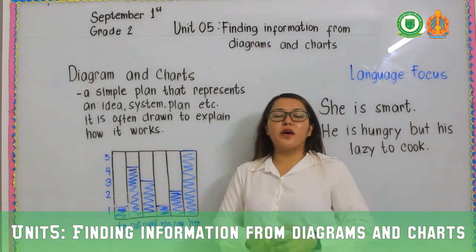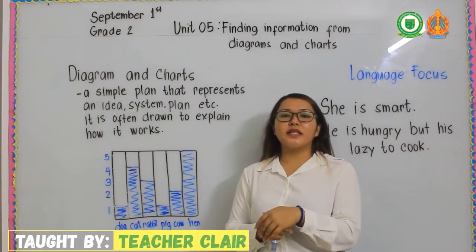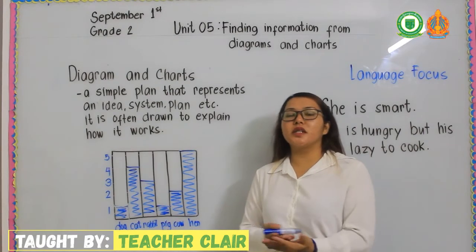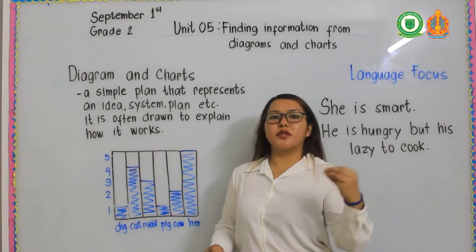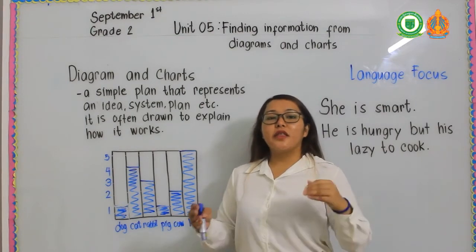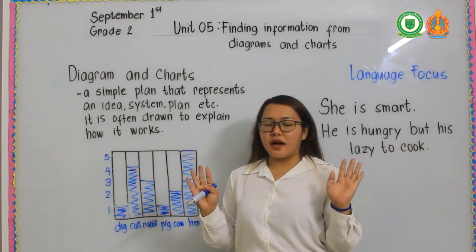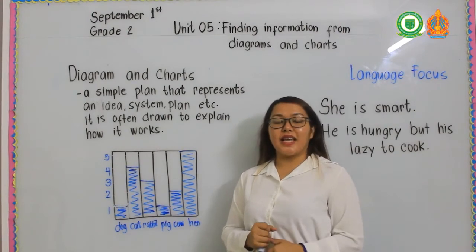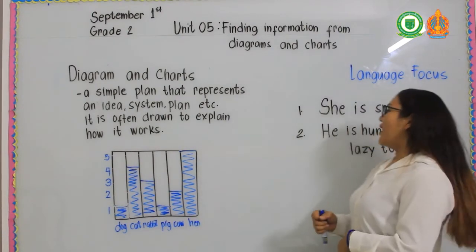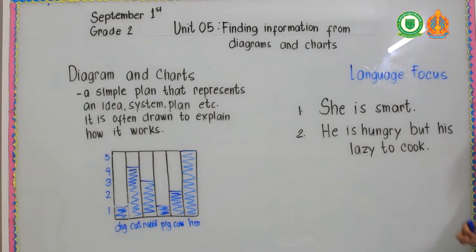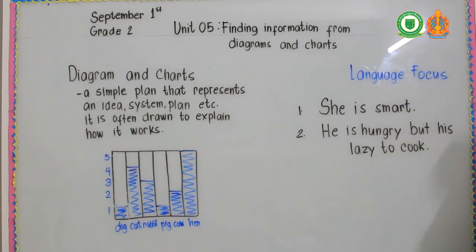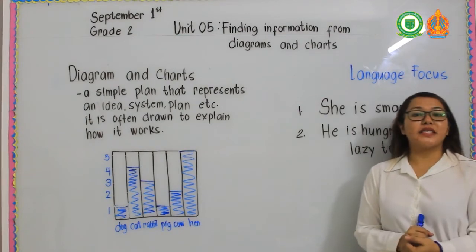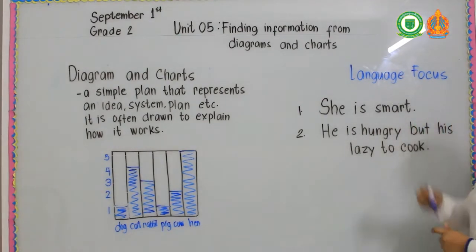Again, everyone, diagrams and charts can be made up of circles, rectangles, hearts, shapes, numbers, colors. There are different types of diagrams and charts. Alright, so moving on to the language focus for today, we are going to discuss a little bit more about sentences.